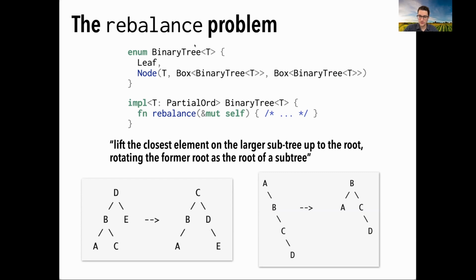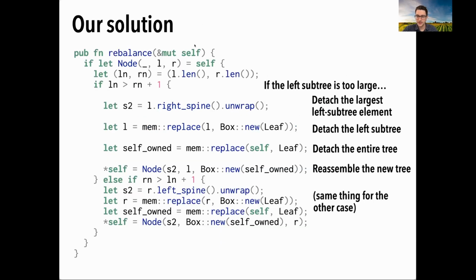And here's what a basic solution looks like. The idea is you take a mutable reference to the tree, and then if it's not empty, you get the sizes of each subtree. And if there's imbalance, you have two cases, and we'll just look at one case. If the left subtree is too large, then you would first detach the corresponding element that you want to move to the root with this helper function, right spine. Then you're going to replace that left subtree temporarily and detach it entirely.